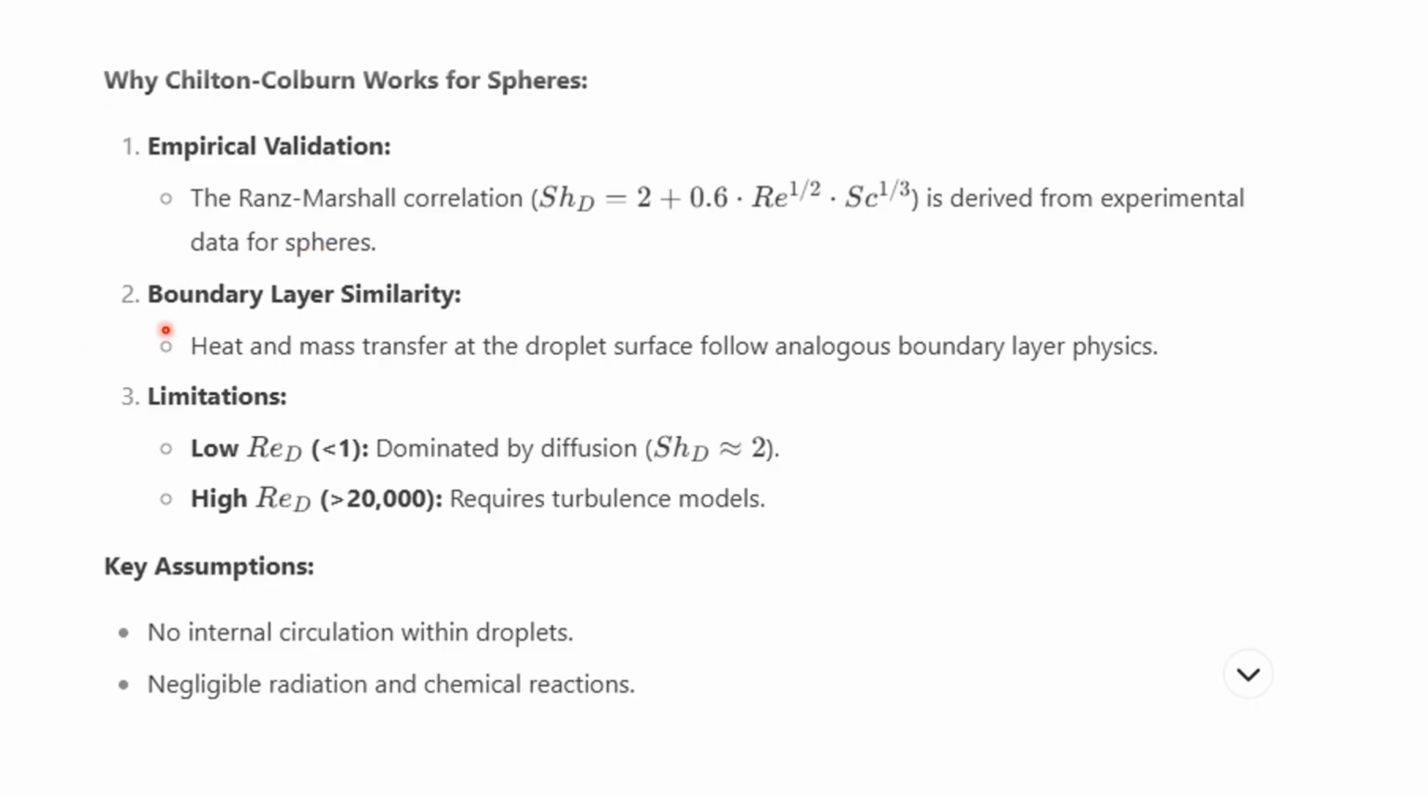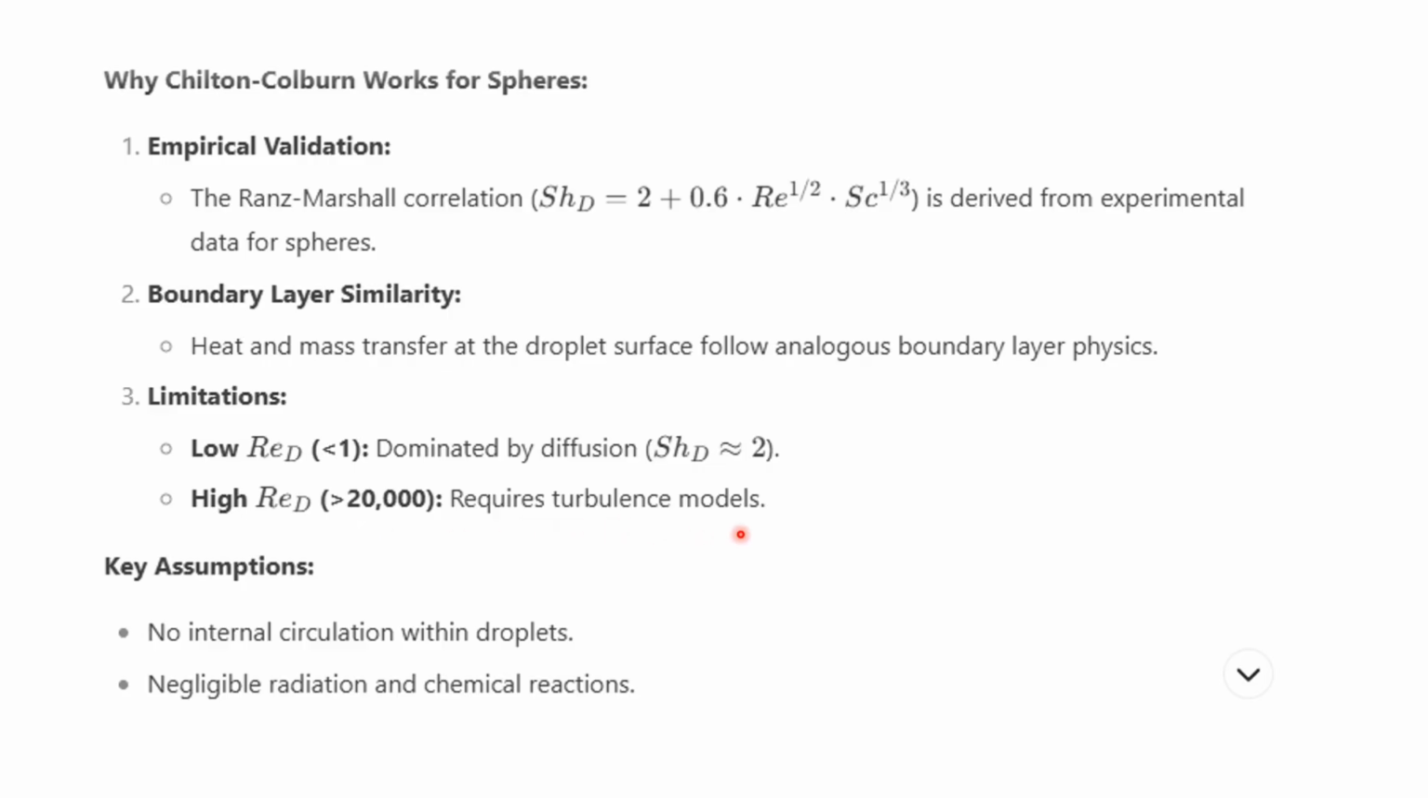The next point is boundary layer similarity. Heat and mass transfer at the droplet surface follow analogous boundary layer physics. The last point is limitations. At low Reynolds number, dominated by diffusion, the Sherwood number is approximately equal to 2, and at high Reynolds number, that is for Reynolds number greater than 20,000, it requires turbulence models.